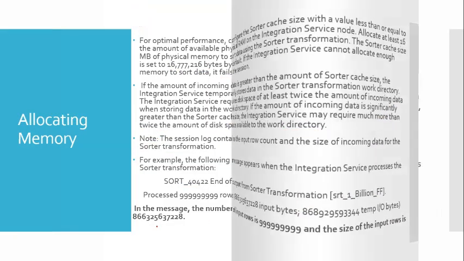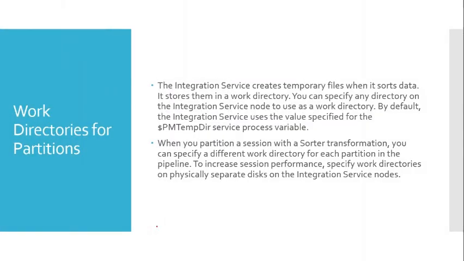That's what here is memory calculated at runtime. So the next thing, work directory. What is the work directory? The Integration Service creates temporary files when it sorts data. It stores them in the work directory. You can specify any directory. The IS service node uses the work directory. By default, the Integration Service uses the value specified in the PM temp directory service process variable. When you partition a session with a sorter transformation, we can specify a different work directory for each partition in the pipeline. To increase session performance, specify a work directory on a physically separate disk from the IS service disk.